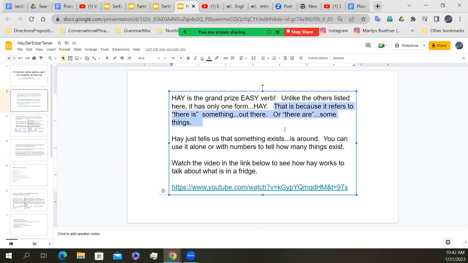Hay refers to there is or there are. It says something is just out there. It only talks about something existing. So the job of hay is just to tell us that something is around. It's out there. And it is a super useful verb because sometimes we want to use it to ask if a certain kind of store is around. I'll give you an example. And actually, you're going to see an example this week. You're going to see how they use it to talk about food in a fridge.